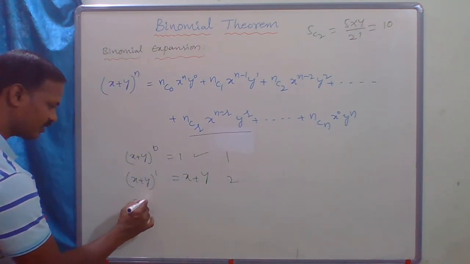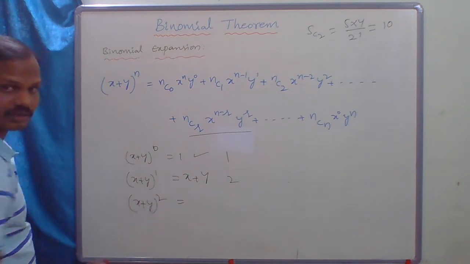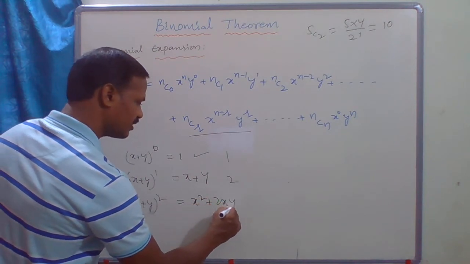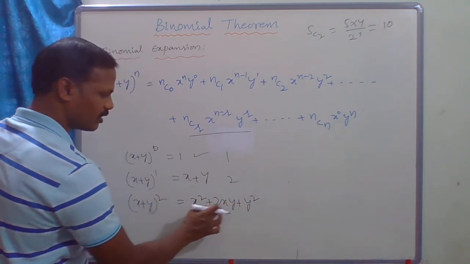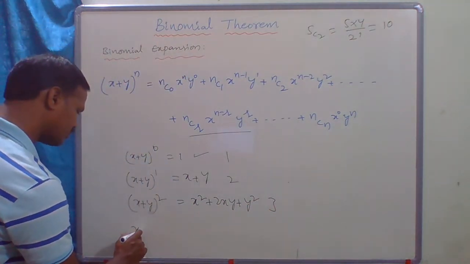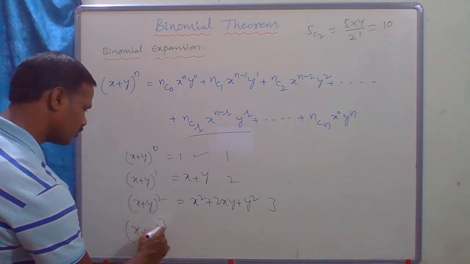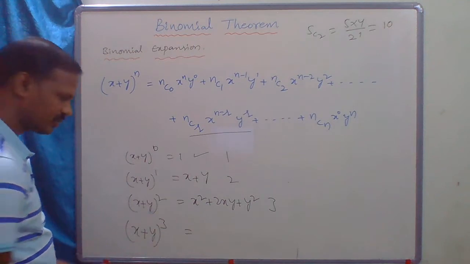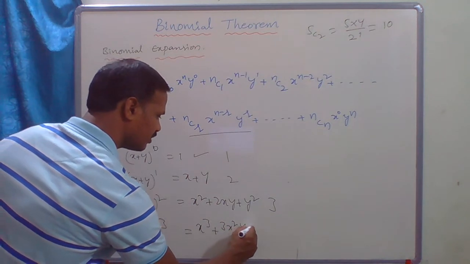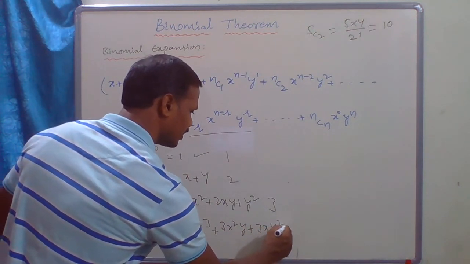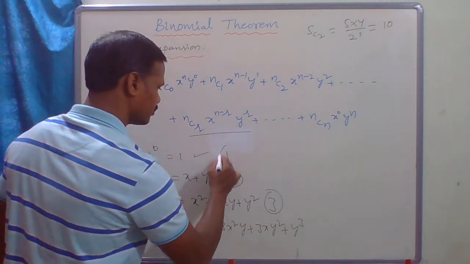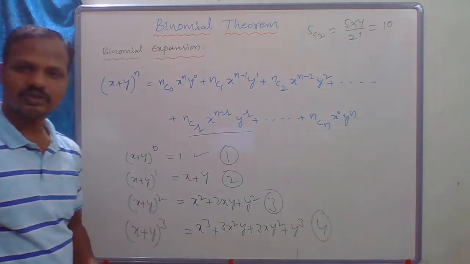Now, x plus y whole square. This is x square plus 2xy plus y square. How many terms? 1, 2, 3. 3 terms. Now, x plus y whole cube. How many terms? Here, x cube plus 3x square y plus 3xy square plus y cube. 1, 2, 3, 4. Here 4 terms.